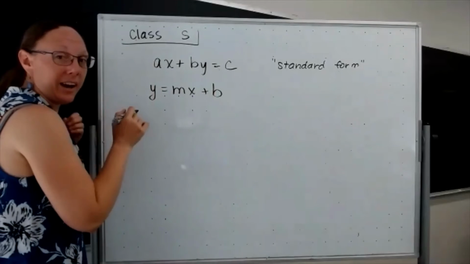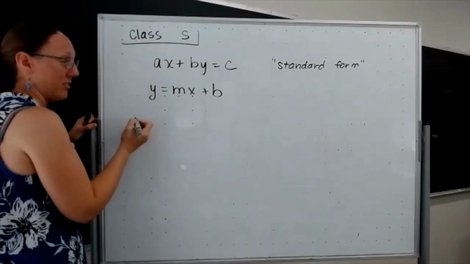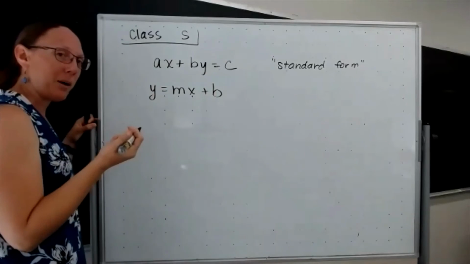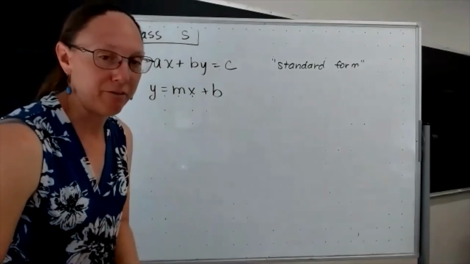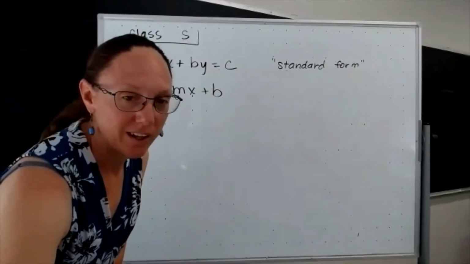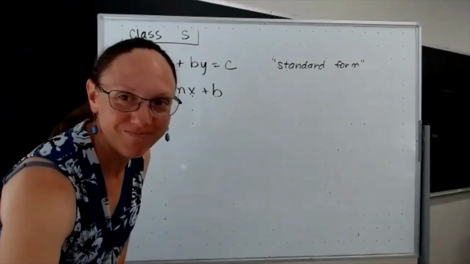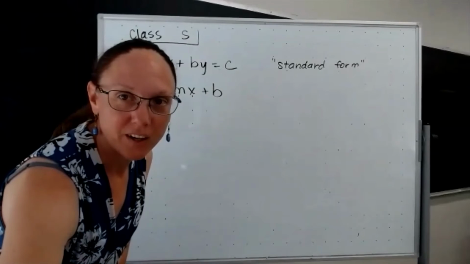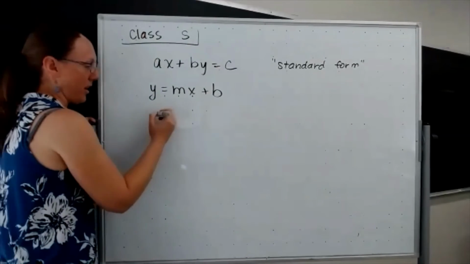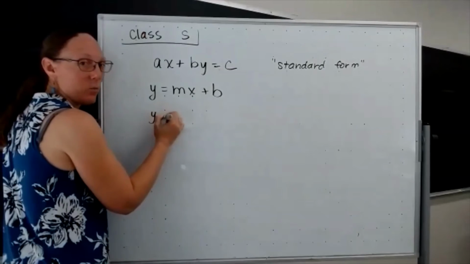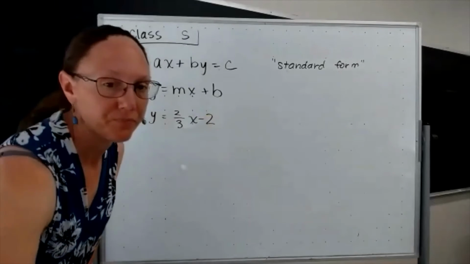So we are going to plot a few additional lines, but this time I'm going to show you how I would plot lines if I didn't have graph paper to work with, because I think this is also a good skill to have. Our first line that we're going to plot looks like y equals 2/3 of x minus 2.